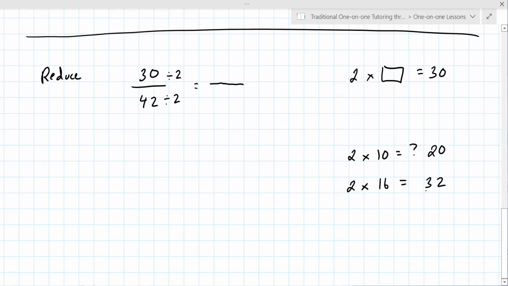Okay, that's just a little bit too big. So what's a number that's a little bit smaller than 16 that might work? 14. 2 times 14 is 28. So it's got to be between 14 and 16. What number is that? What number is between 14 and 16?